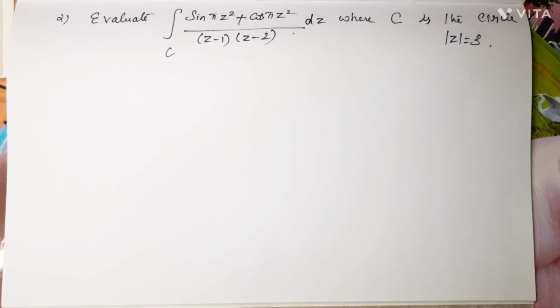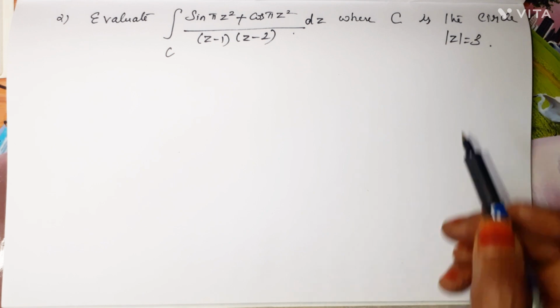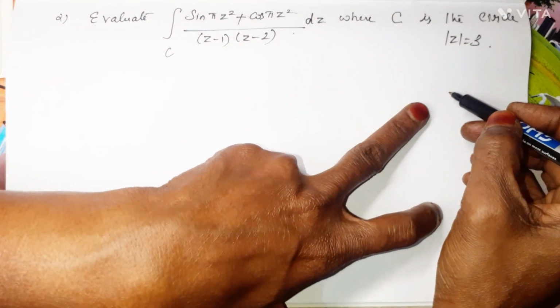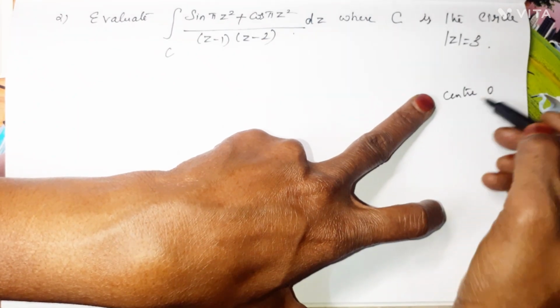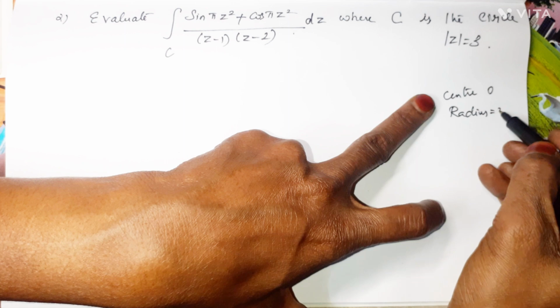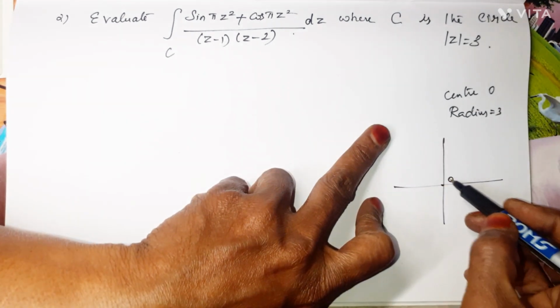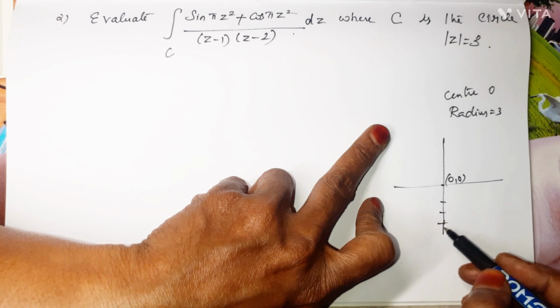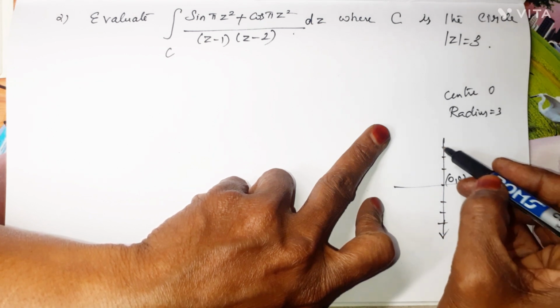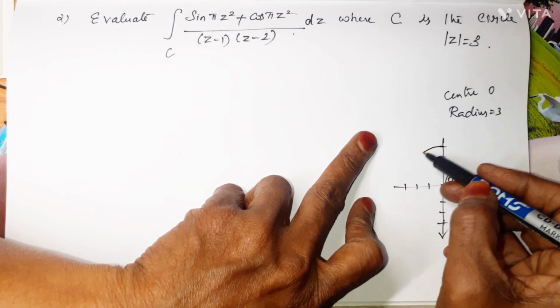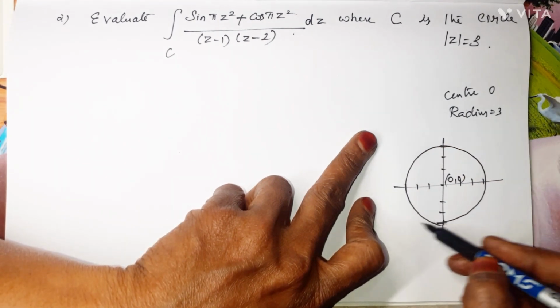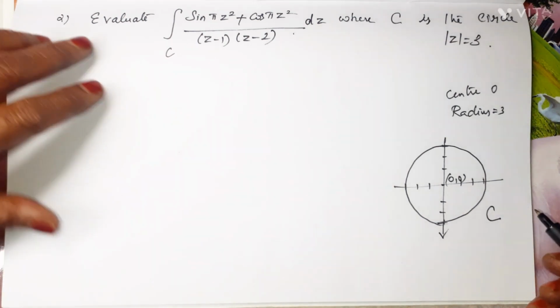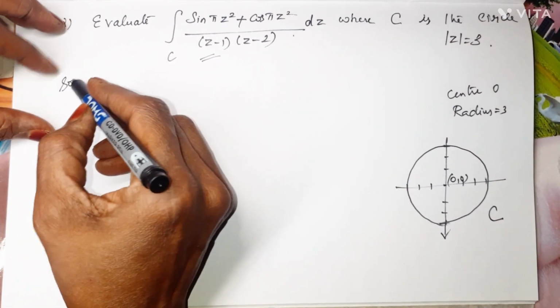The next problem we have is, we are going to evaluate the integral over C of (sin πz² + cos πz²) by (z minus 1)(z minus 2) dz, where C is the circle, modulus of z equal to 3. So here the center is 0 and radius is 3. With (0, 0) as the center, we have to take 3 units, 1 2 3, and this side 1 2 3 and this side 1 2 3. With this we have to draw a circle. So this is the circle C, and using that we have to evaluate this integral.